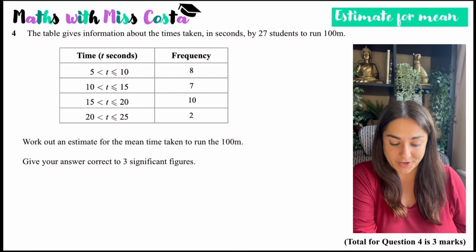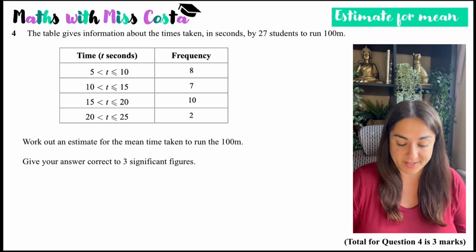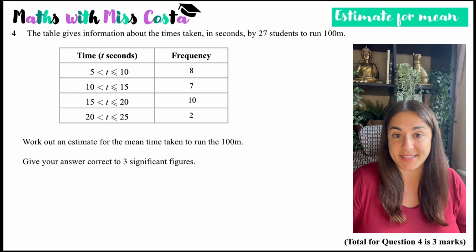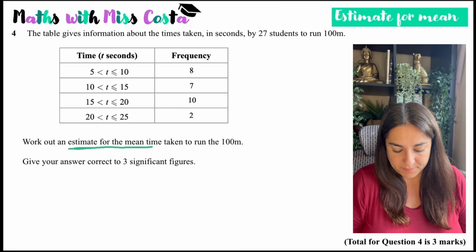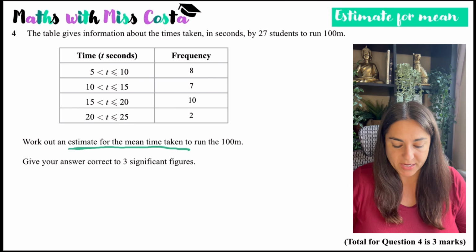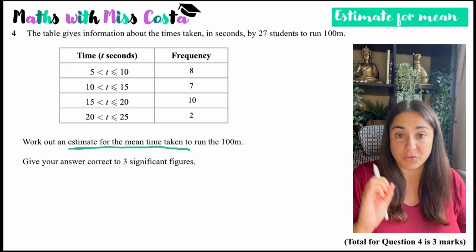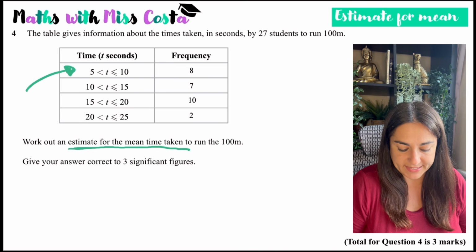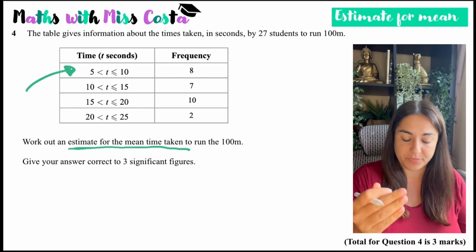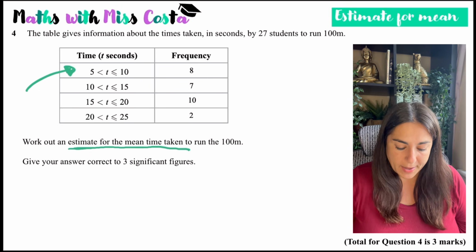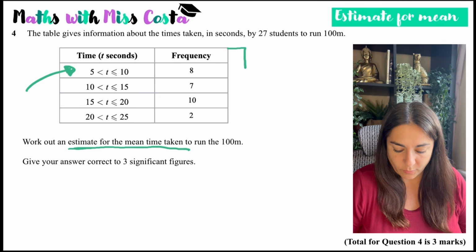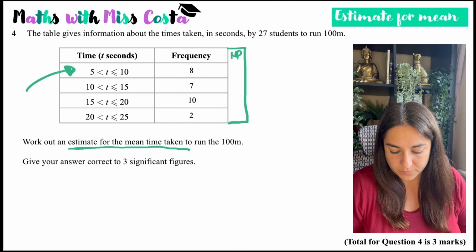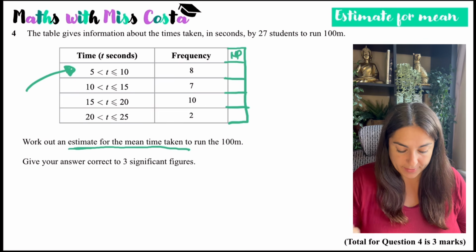Okay, so in this question, I'm told that I've been given information about the time taken in seconds by 27 students to run 100 meters. And I need to work out an estimate for the mean time taken to run the 100 meters. So whenever I'm estimating the mean from a grouped frequency table, and a grouped frequency table is where you see these intervals where it's like the time is between 5 and 10 seconds, what we have to do is we have to use the midpoint. So sometimes it's helpful to draw a midpoint column. Most people just know the midpoint anyway, so you choose what you want to do.